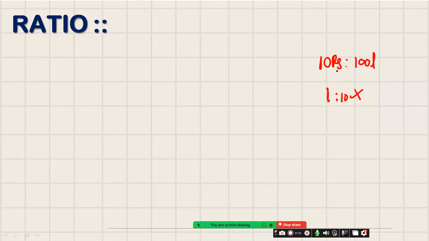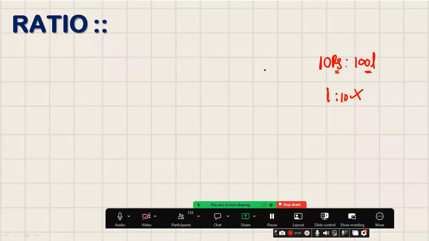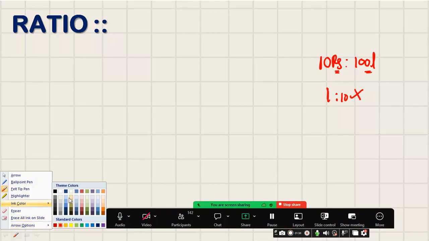Why? Because here it is given 10 rupees and here it is given 100 liters. How can you calculate rupees and liters? Can we cancel rupees and liters? No. Here it is given 10 rupees, here it is given 100 liters. How can you calculate rupees and liters? Can we cancel rupees and liters?